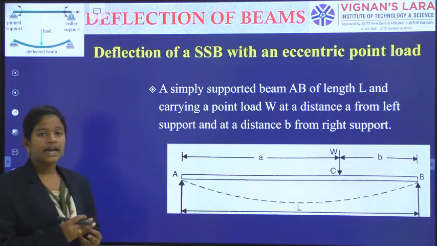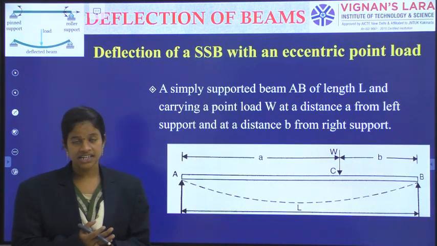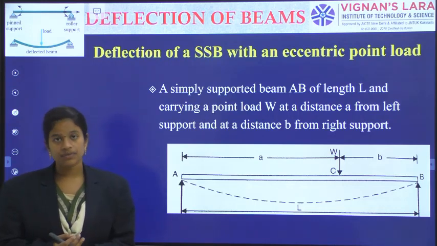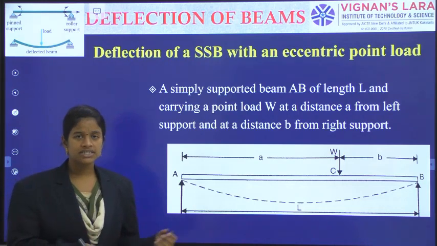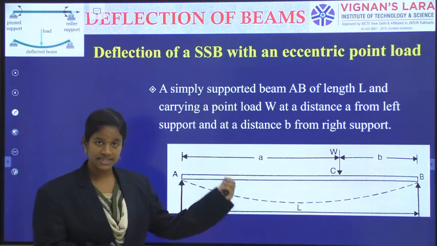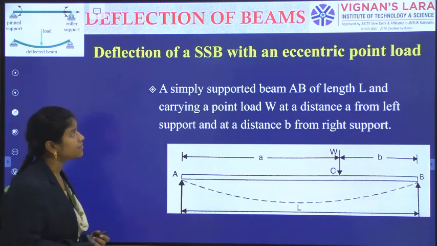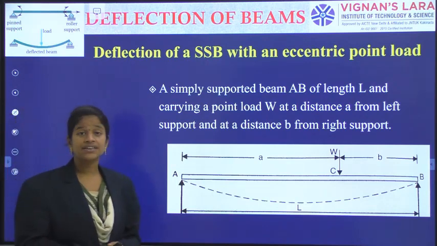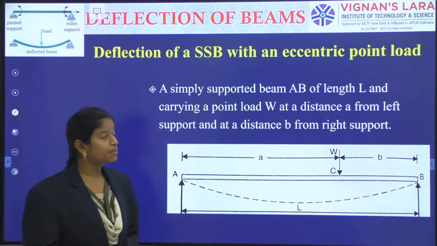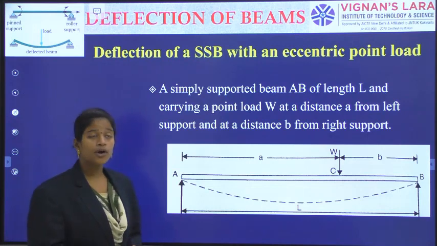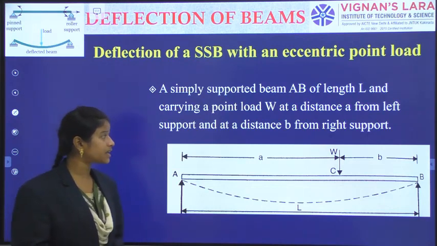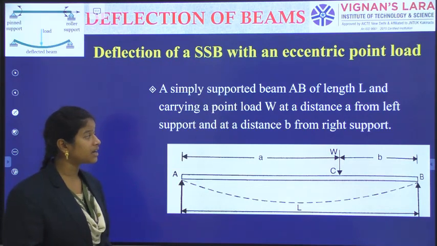Further, I am taking an example: a simply supported beam with an eccentric load. An eccentric load means simply a point load which is not at the center, some other position than the center line. So, deflection of a simply supported beam with an eccentric point load. A simply supported beam AB of length L carries a point load capital W at a distance small a from the left support and at a distance small b from the right support.